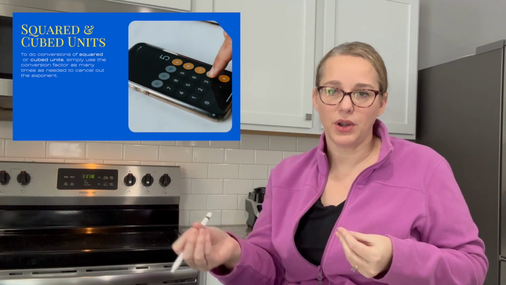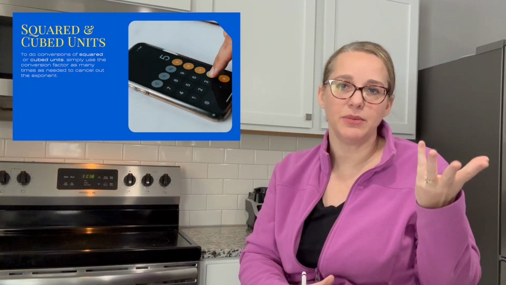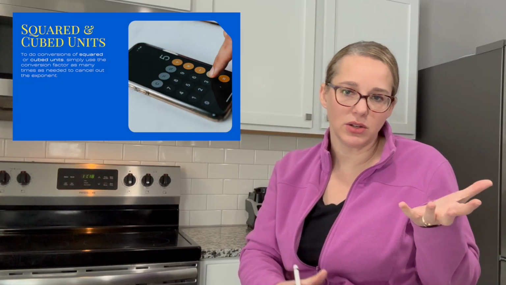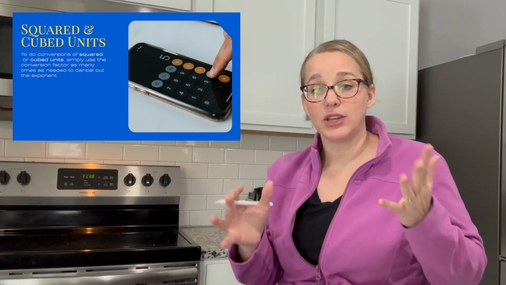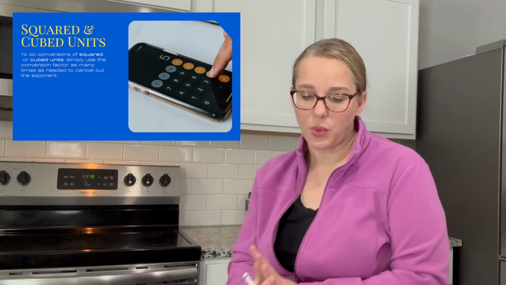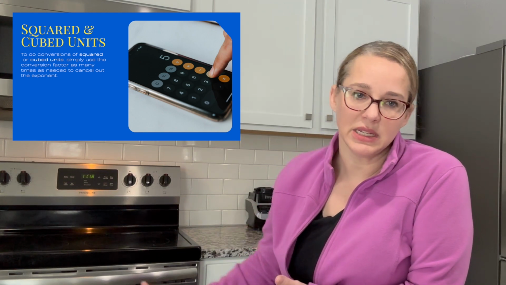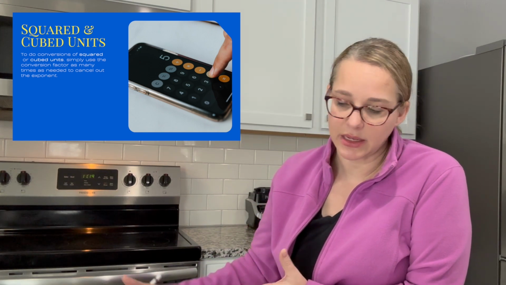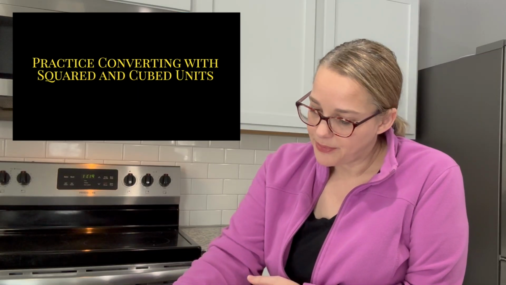Like I said, you can't add and subtract cubic units or squared units with ones that are not the same. So I can't add a cubic centimeter to a square centimeter or just a plain centimeter. So you actually have to convert those as well. To do conversions of squared or cubed units, you simply use the conversion factor as many times as you need to cancel out the exponent. So we're going to practice that.